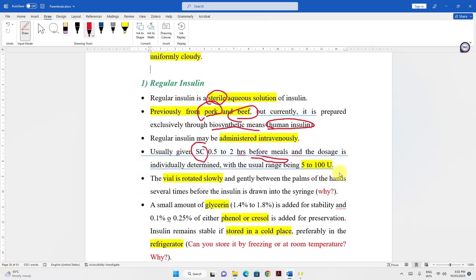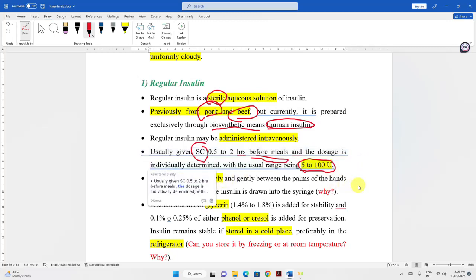Now, the usual dose for most patients ranges from 5 units to 100 units. And if you remember, in part 2 of our parenterals lectures we said that most insulin preparations come with a concentration of 100 units per ml. These are the standard preparations, most of them.